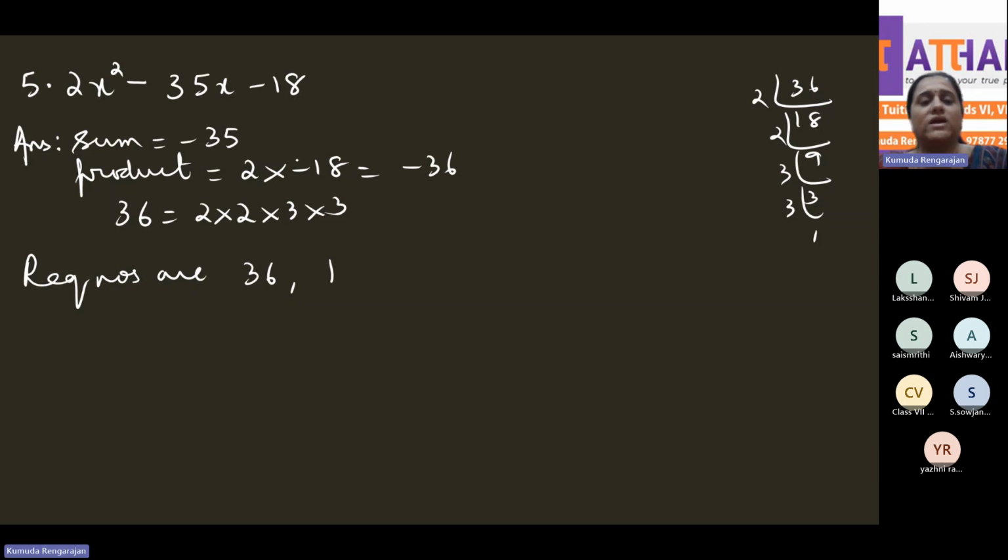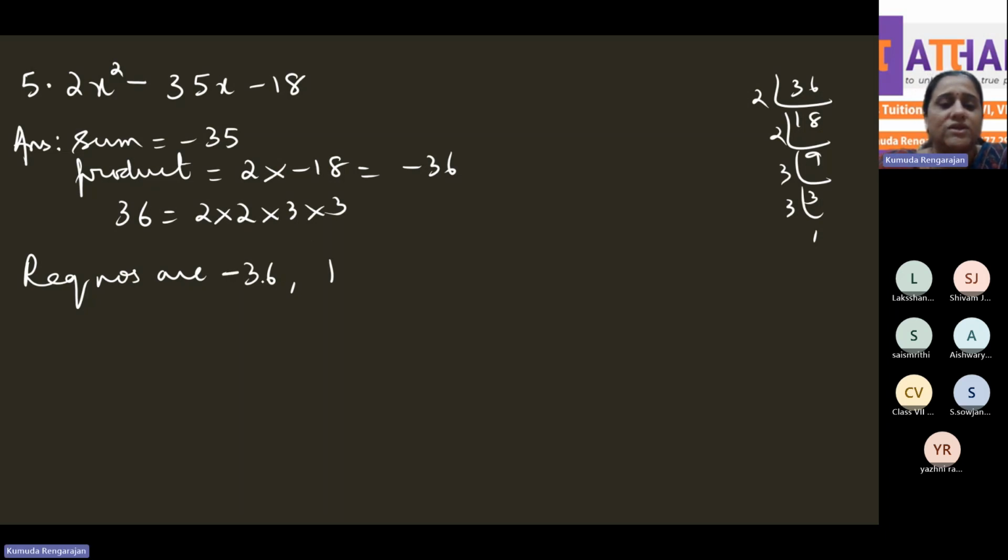So whenever the sum and product are consecutive numbers like this, forget the sign, I'm just talking about the numerical values 35, 36. When the sum is 35 and the product is 36, they're consecutive numbers. Then the numbers will mostly be of the form something and 1. So 36 and 1 are the two numbers. Now let's fix the signs.